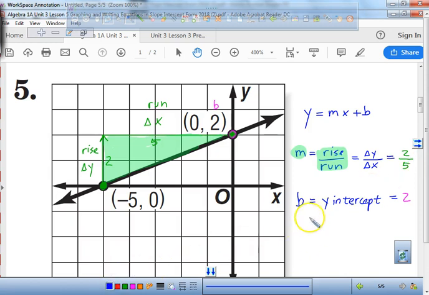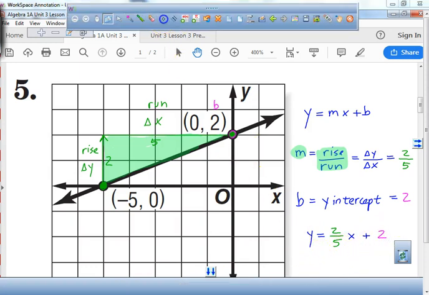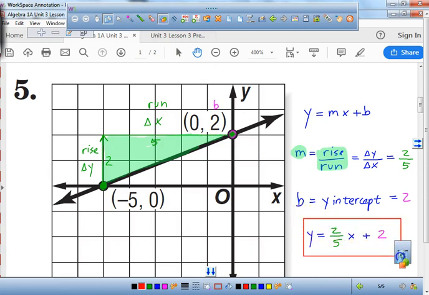So what is my final answer in slope-intercept form? I would write Y equals, and what was my slope? 2 over 5, 2/5 of X, plus, what was my Y-intercept in this particular case? 2. This is your answer. Y equals, what's my slope? 2/5. It goes up 2 over 5 times X plus 2.